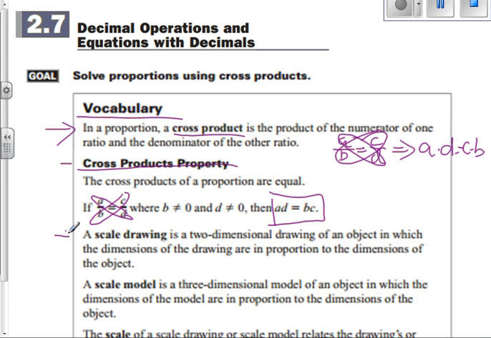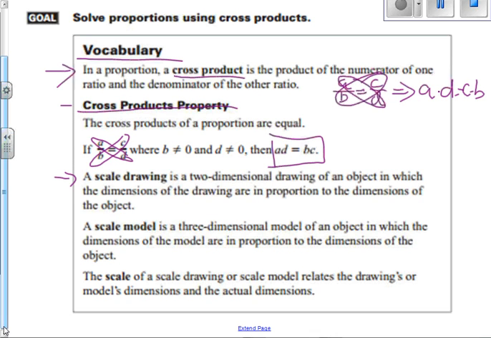A scale drawing is a two-dimensional drawing of an object in which the dimensions of the drawing are proportional to the dimensions of the object. So basically you're going to be using a scale factor, and you'll be given a drawing ratio or the actual ratio, and then you have to solve for some unknown, either on a scale model, something on the drawing itself, or something in actuality. So anyway, you'll be using a scale factor. Now let's look at the next one.